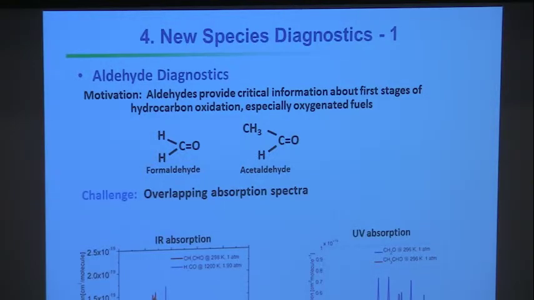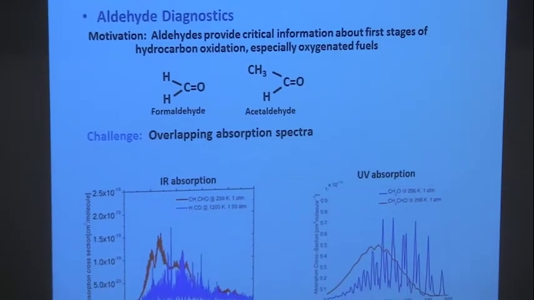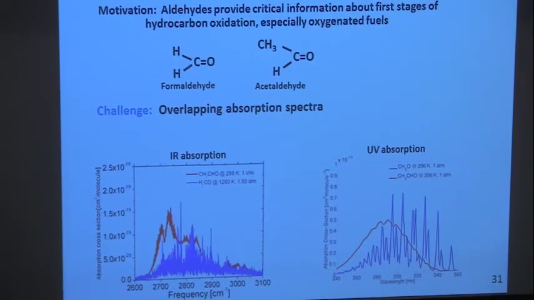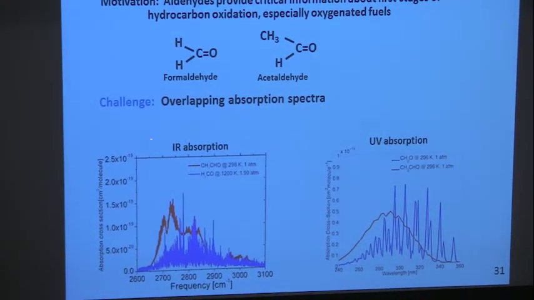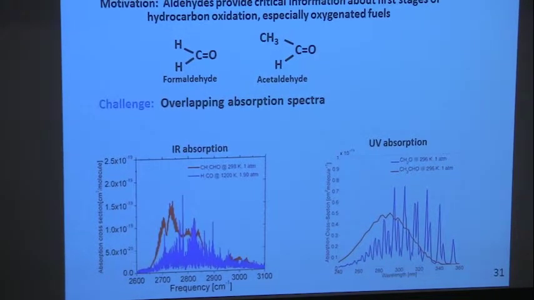The challenge is that we couldn't find a wavelength at which light is absorbed only by one of these species. They're always overlapping. So we found that we had to use a trick. We would use multiple wavelengths. We would use some infrared absorption at about this wavelength, around here. So this is a plot of the acetaldehyde in red, and the formaldehyde in blue. So the point is they overlap.